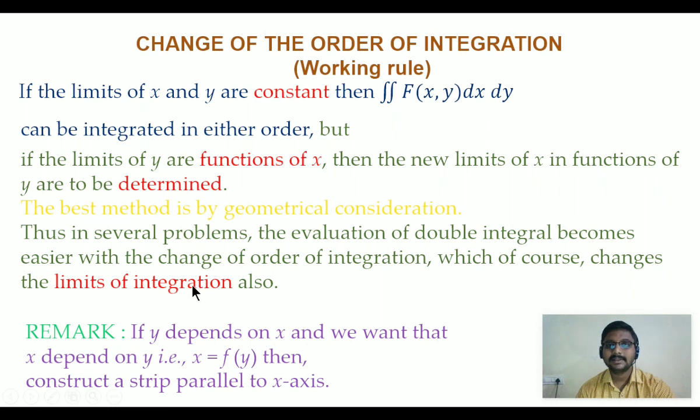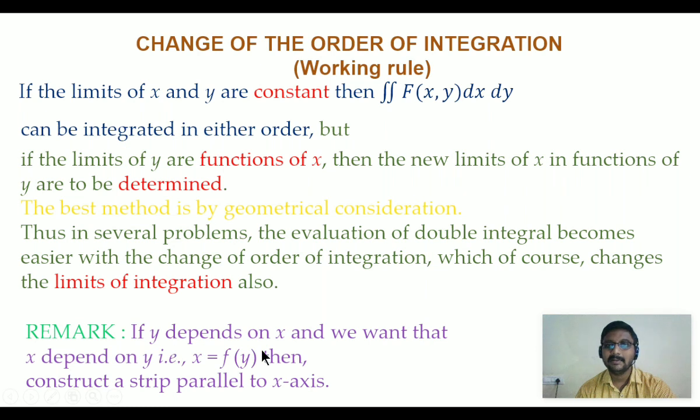In double integrals, some of the problems cannot be evaluated easily. If we change the order of integration, then we can simply solve the given double integral. Of course, we have to change the limits also. Remark: if y depends upon x and we want x to depend upon y, to change the limits we have to convert to x equal to f of y. Then we have to construct a strip which is parallel to the x axis.